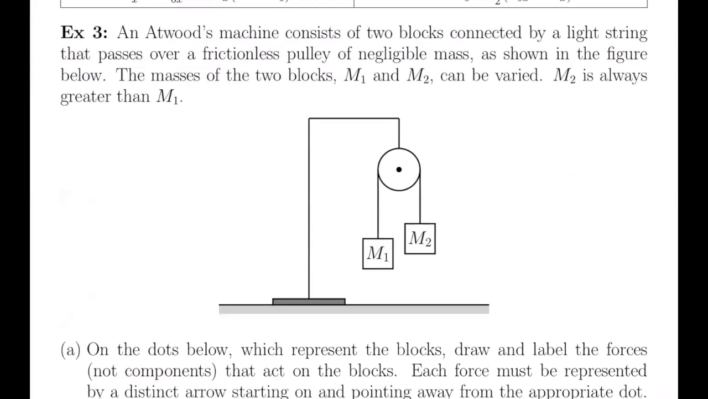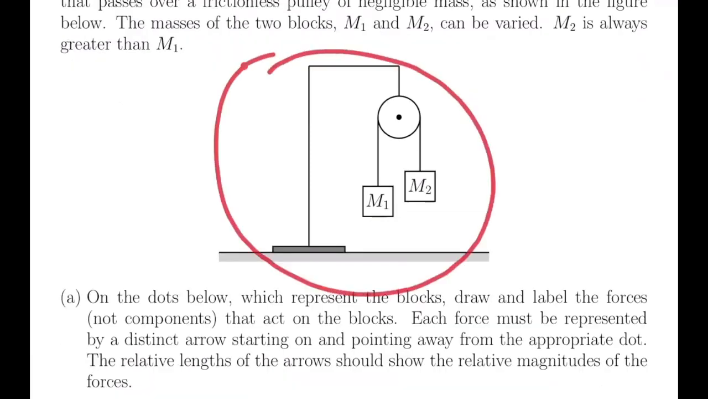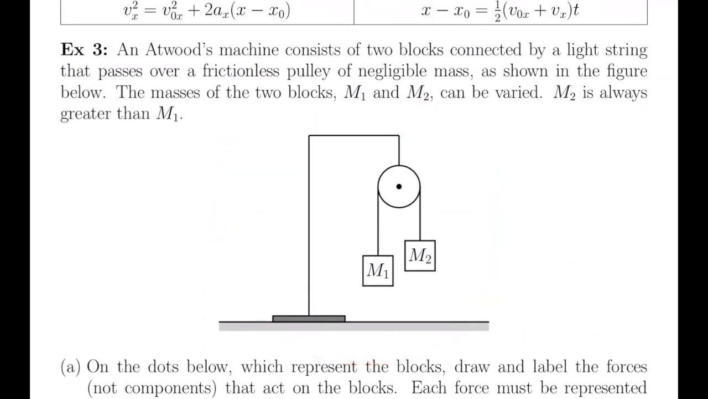So, an Atwood's machine consists of two blocks connected by a light string that passes over a frictionless pulley of negligible mass, as shown in the figure below. The masses of the two blocks M1 and M2 can be varied. M2 is always greater than M1. So this is our Atwood's machine with the two blocks.